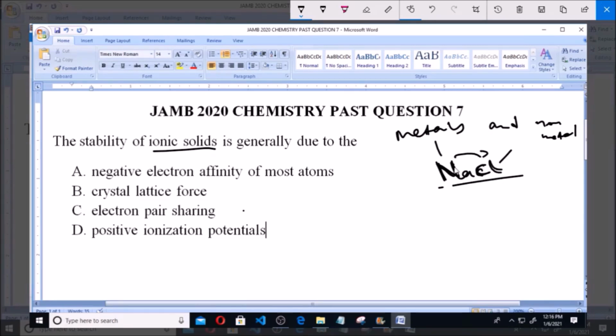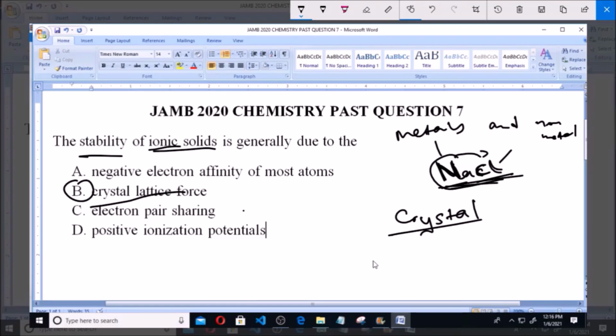Due to this transfer of electrons, there is a very strong force between the atoms of sodium and the atoms of chlorine, thereby making them form what we call a crystal. The force that holds the lattices of this crystal enables the strong stability of these compounds. And so the answer to this question is option B. Crystal lattice force is responsible for the stability of all ionic solids like sodium chloride. So option B is the correct answer.